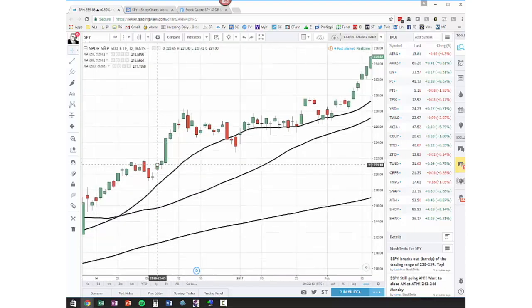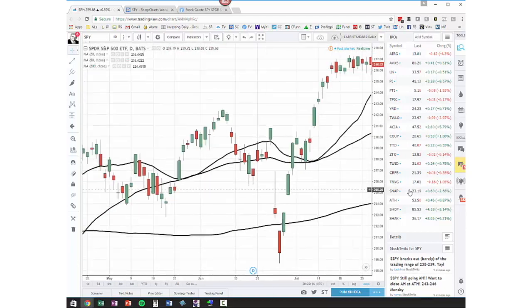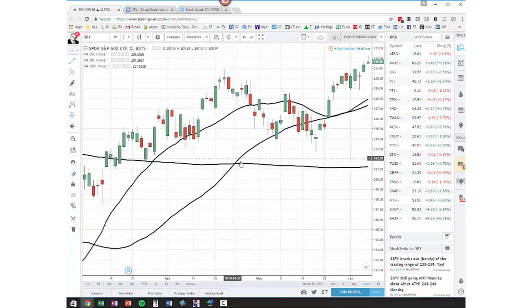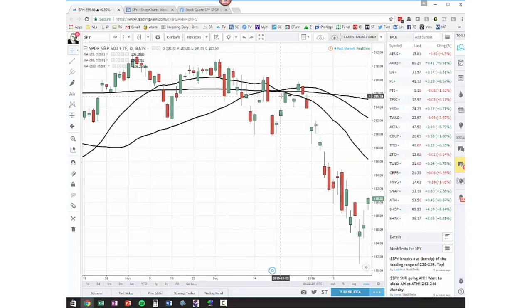Right up there. Look at that. 240. Okay. So bullish, bullish golden cross right there. Here's a short-term cross. Here's the longer-term cross. Now, look at this. Very interesting. 3 crosses right in a row.